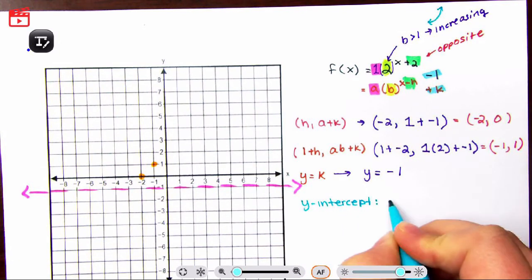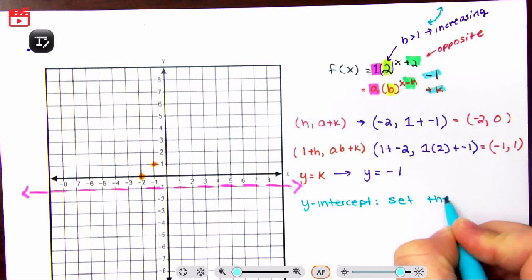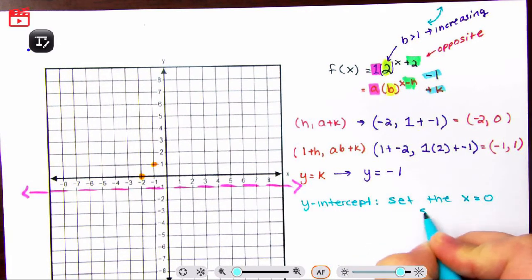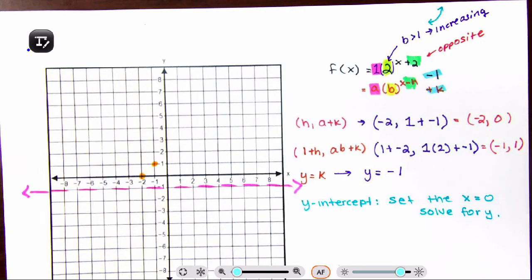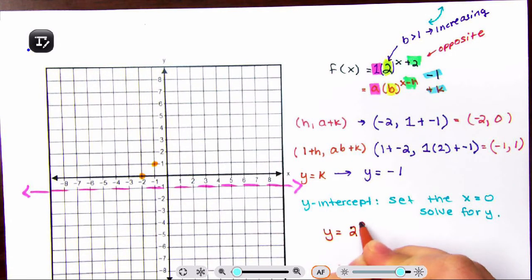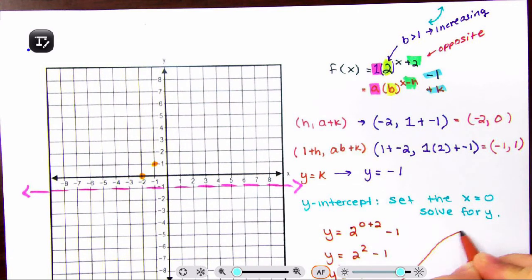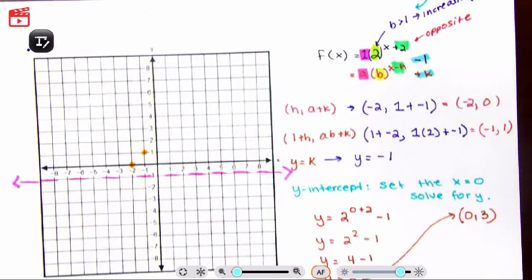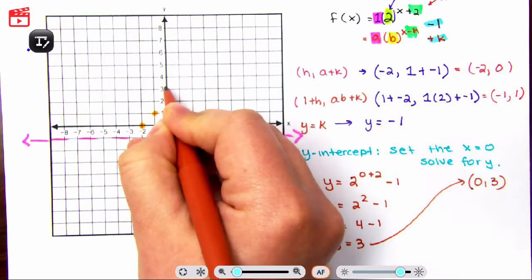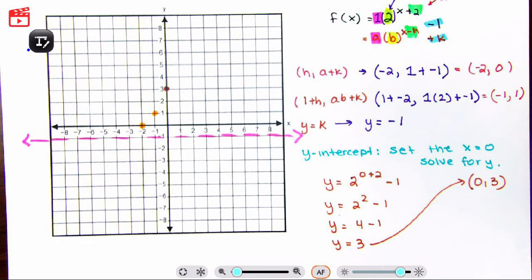To find the y-intercept, you're going to set the x equal to 0 and solve. So for that one, let's go ahead and set the x equal to 0. And we're going to solve. So y is equal to 2 squared minus 1. So that means y is equal to 4 minus 1. That means y is equal to 3. So that means my y-intercept is 0, 3. X is 0, y is 3. So here's 0, here's 3. So here's my third point.